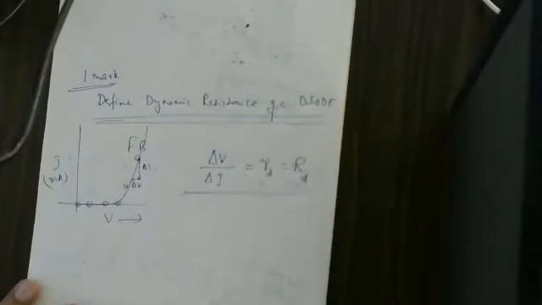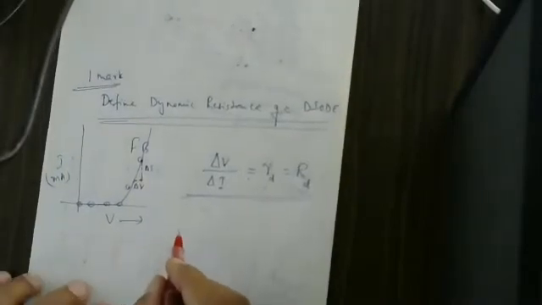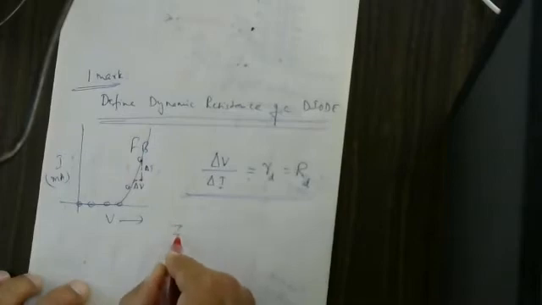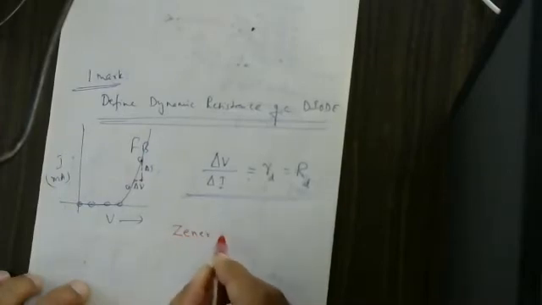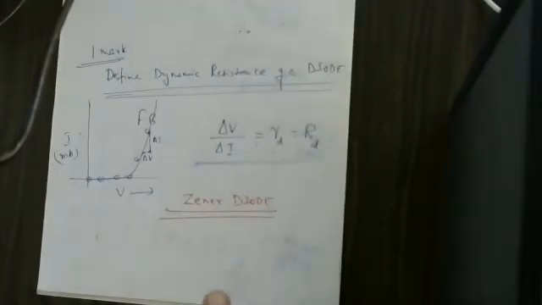Now, today's concept is for a 3 marks question. Before that, again a 1 mark question we are asking. What is that 1 mark question? What do you mean by a Zener diode? We are asking, what do you mean by a Zener diode? What is the difference between a Zener diode and an ordinary diode?